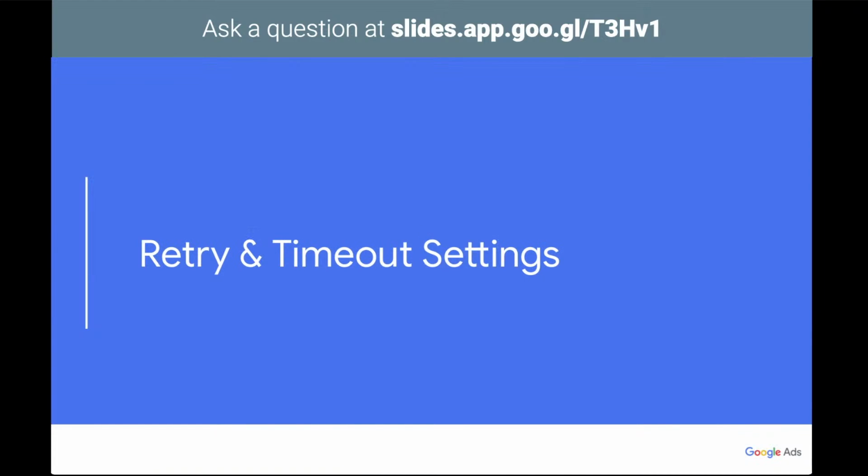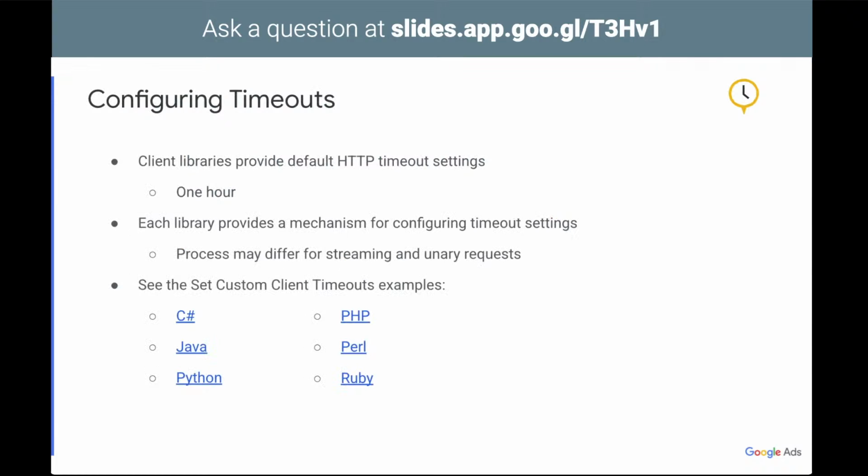For our last topic today, we'll turn to retry strategies and timeout settings. Each client library provides a 1-hour default HTTP timeout. That might be a bit long, so consider adjusting that to fit your needs. Each client library provides a mechanism for doing so. Take a look at the set custom client timeout example in each.